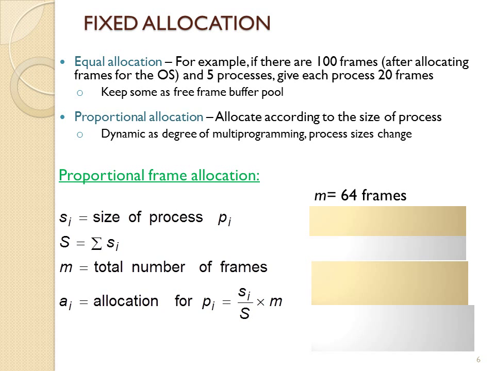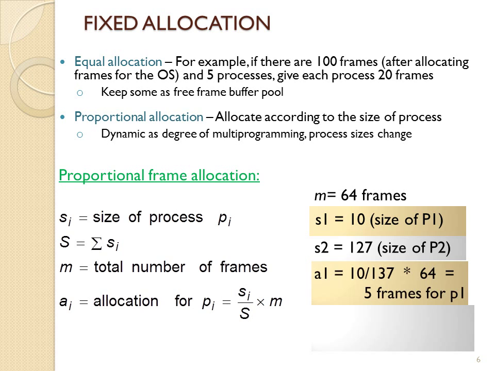So let's say, for example, you have 64 frames available, and the size of process 1 is size 10, and the size of process 2 is size 127. So the total of the two processes is going to be size 137. So that would be capital S.